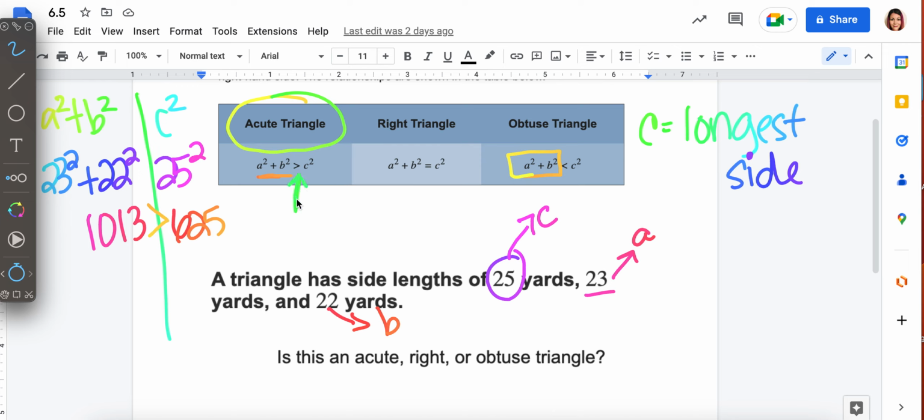Okay. So it's going to be an acute triangle. 1013 is greater than 625. We know this is an acute triangle.